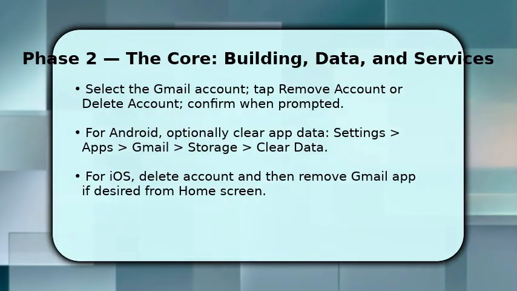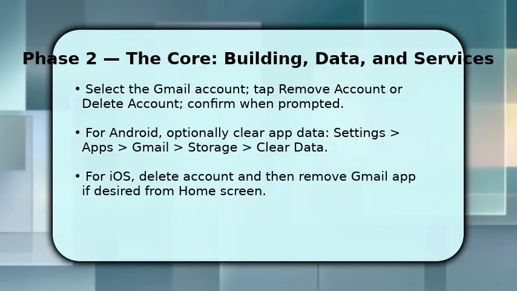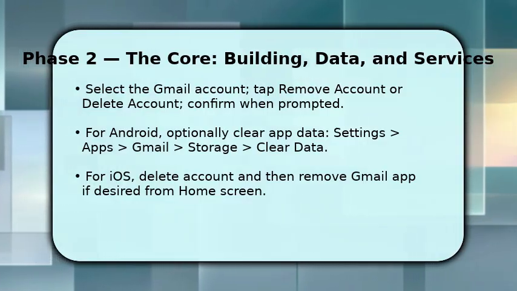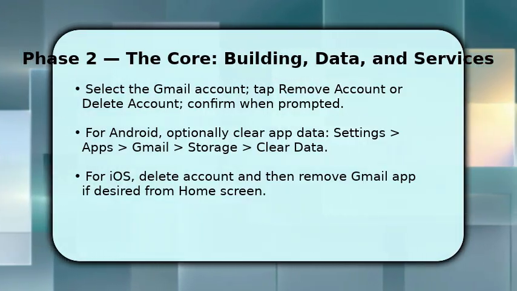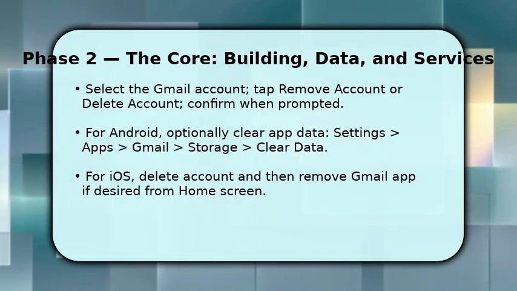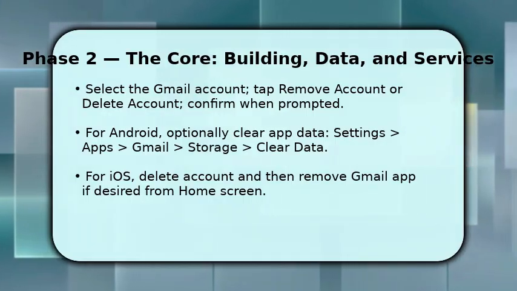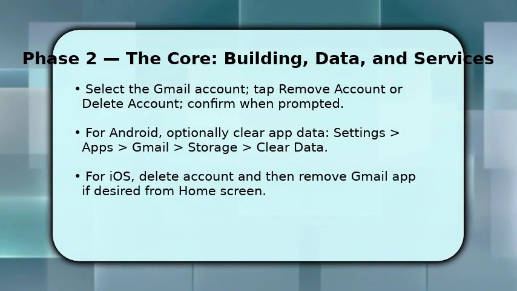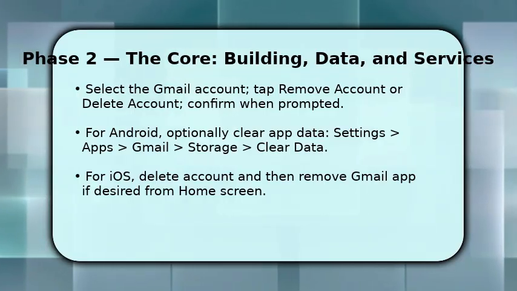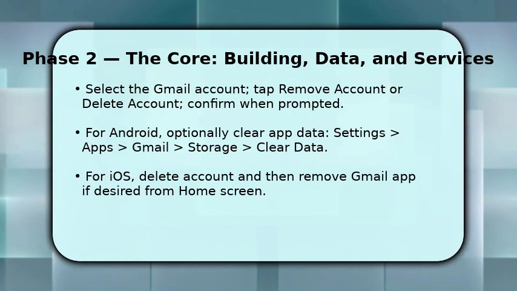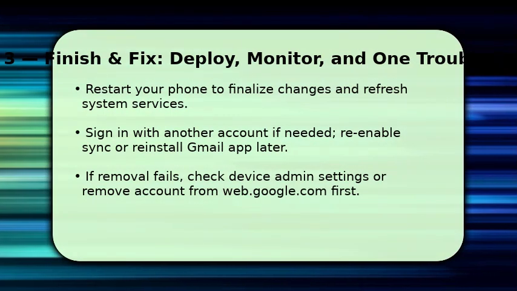On Android, if you want a cleaner reset, go to Settings, Apps, choose Gmail, then Storage and Clear Data. This removes cached data. On iPhone, deleting the account from Passwords and Accounts is enough, once removed. You can also delete the Gmail app from the home screen to fully eliminate app access. Finish by restarting your phone so system services refresh and the account is fully detached.